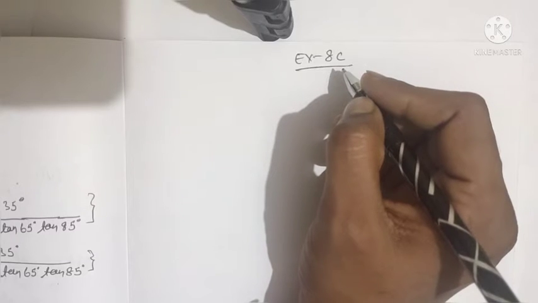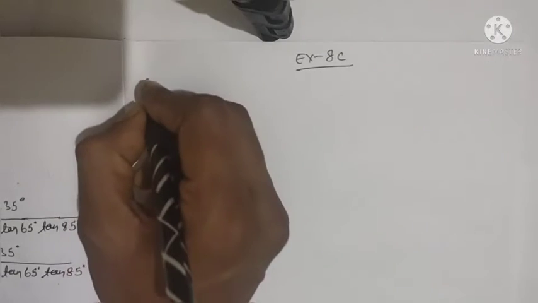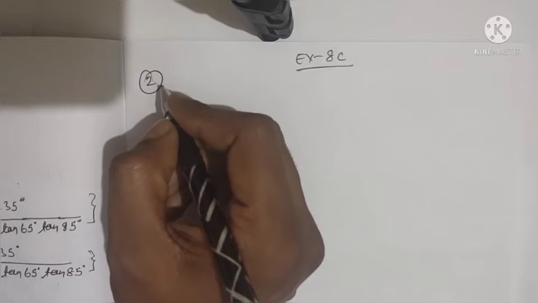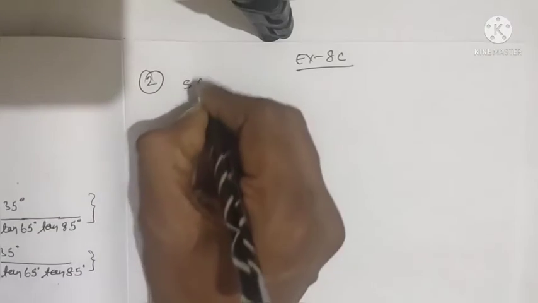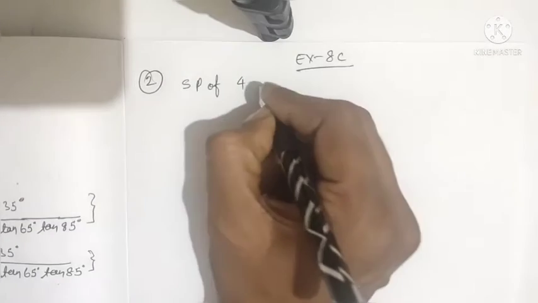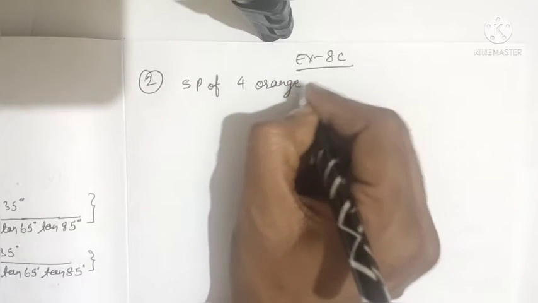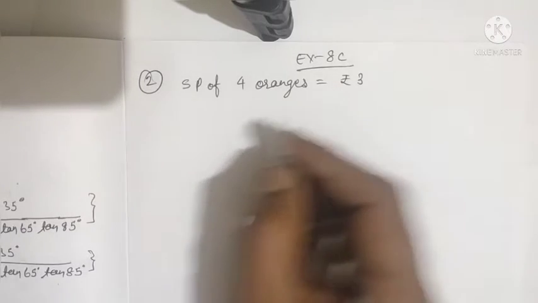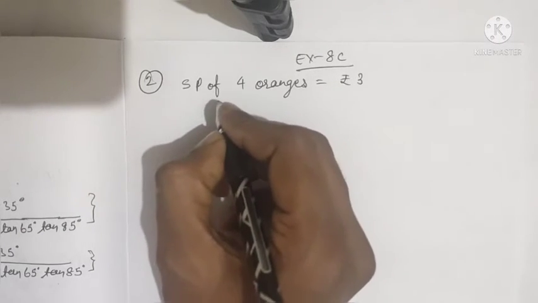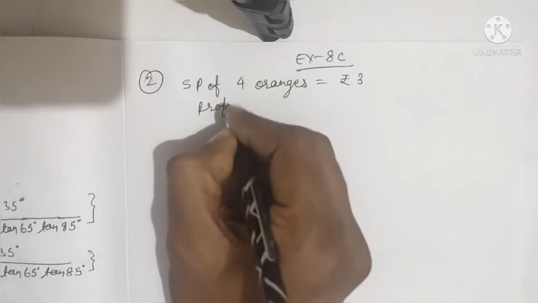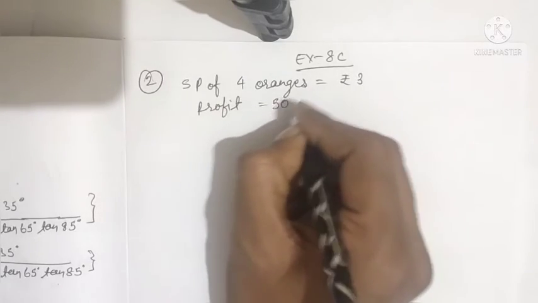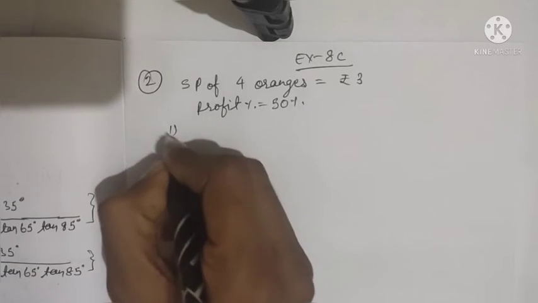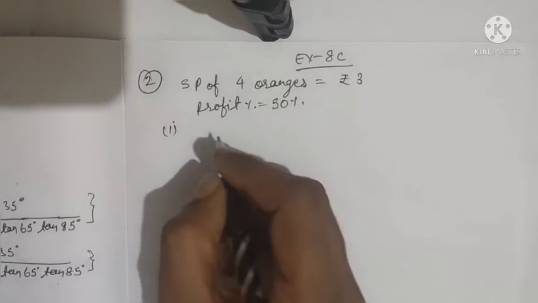Now just look at question number 2. Question number 2 is: a fruit seller sells 4 oranges for ₹3. That means SP of 4 oranges is equal to ₹3, and its profit percent is 50%. So profit is equal to 50%. Now part 1 of question 2: we have to find the CP of 4 oranges.